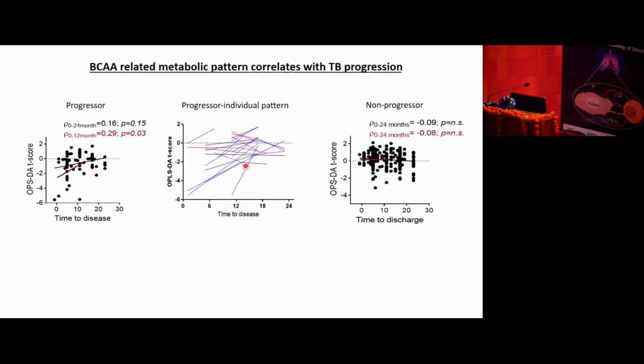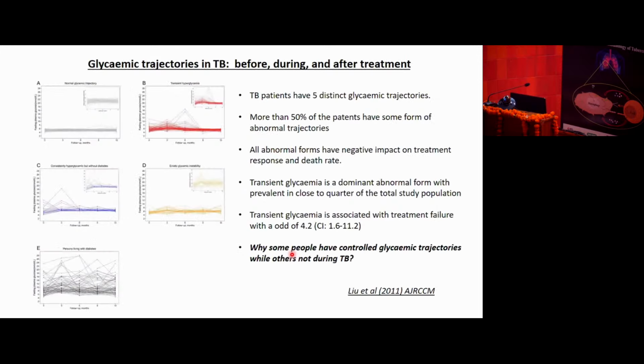These blue lines are individuals. Those show this positive correlation, and the reds are those that don't show any correlation. And all these are progressors basically. So here comes the question of whether these people already had some inherent issue with the metabolic pattern, and that's why they are developing TB.